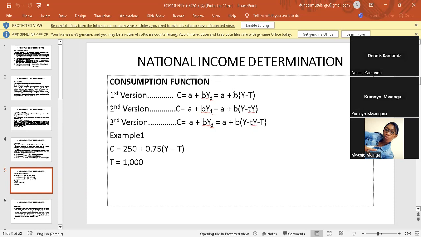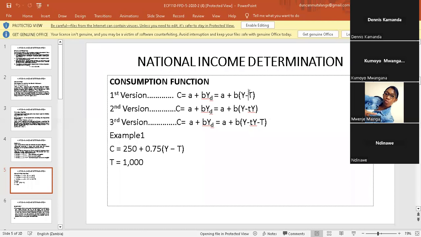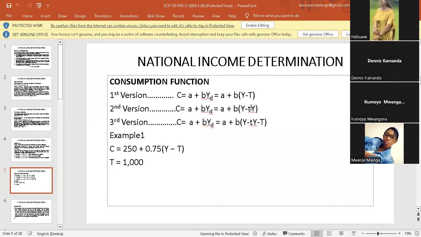So the YD always is disposable income. Yes, YD just means disposable income, which is just the money you remain with after tax. So it is Y minus the tax. But tax can be in two forms. It can be in the form of T, which is the amount of money, or it can be given as a percentage of income, which is TY.